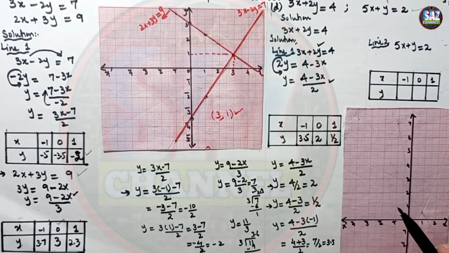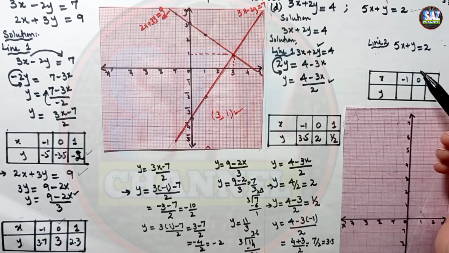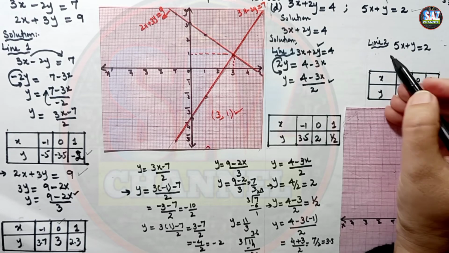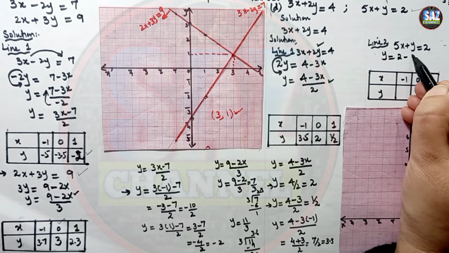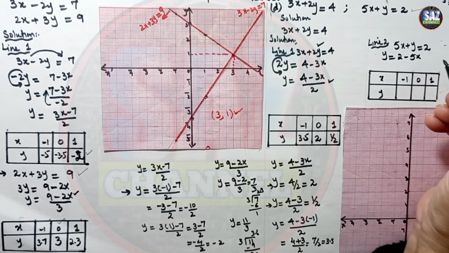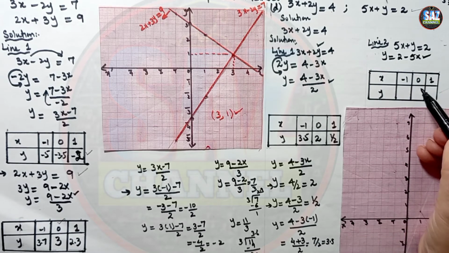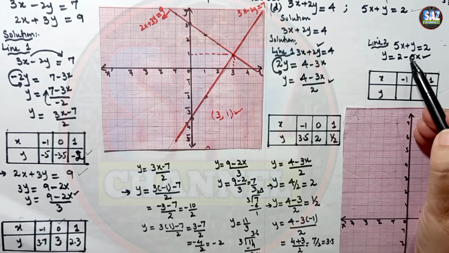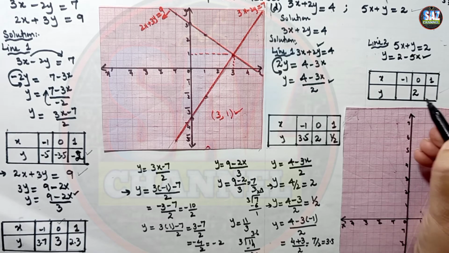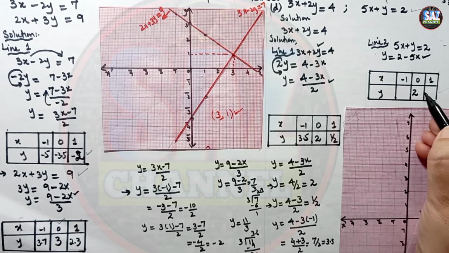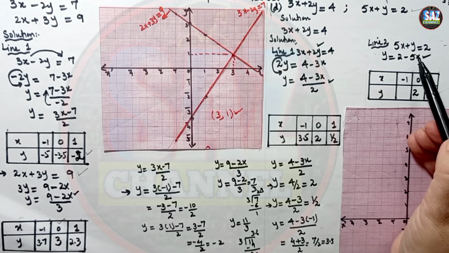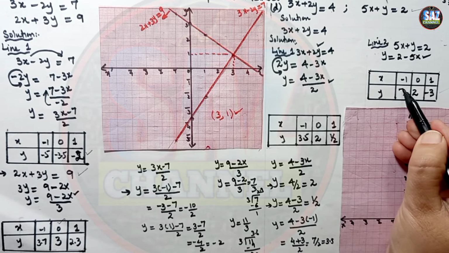Okay, now let's move to the second equation, first complete the table values, and then we'll go for the plotting of both the lines. So make y the subject of the formula from the second equation as well: y equals 2 minus 5x. Now let's go for the completion of the table values. When I'm replacing x by 0, y will be 2. When x is 1, 2 minus 5 will give me minus 3. When x is minus 1, minus multiplied by minus will become positive. This will become 2 plus 5, which is 7.